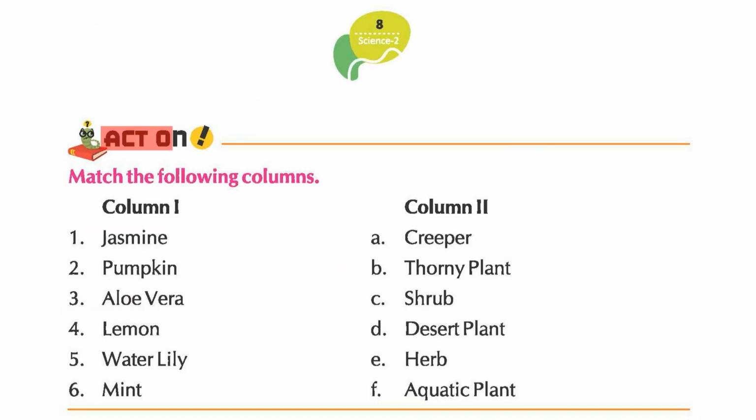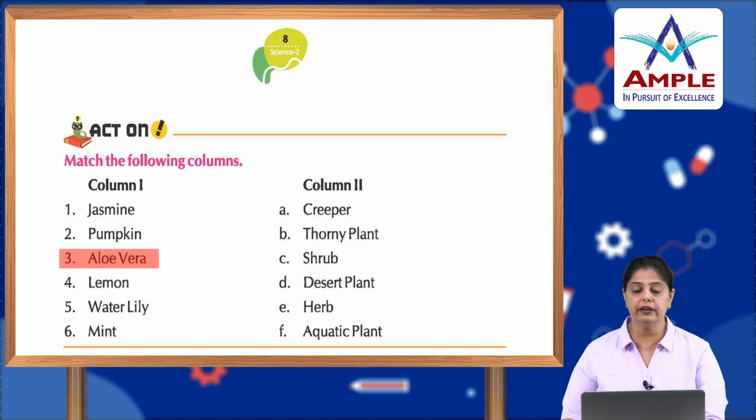Now, let's act on, match the following columns, okay. What is a jasmine? Jasmine is a shrub. Pumpkin, creeper, okay. Aloe vera, desert plant. Lemon, thorny plant. Water lily, it's an aquatic plant. And mint is a herb, alright.